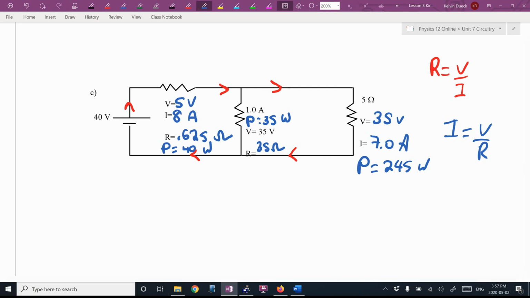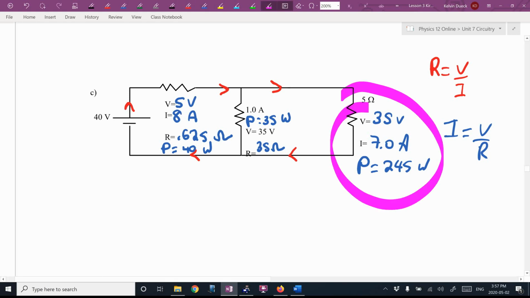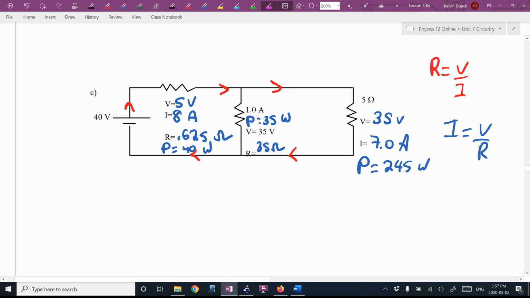If these are light bulbs, which of these is the brightest bulb? By far, this one. And in fact, I might even say, I'm not so sure it's a light bulb. Maybe it's like a stage spotlight or a searchlight, because 245 watts is a pretty bright bulb. My mom says I'm one of the brightest bulbs. That's good.